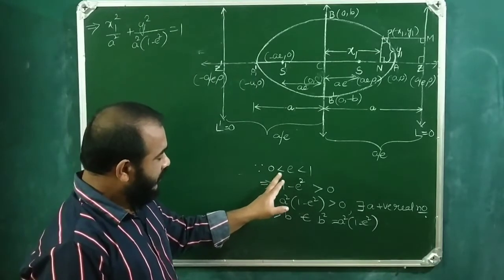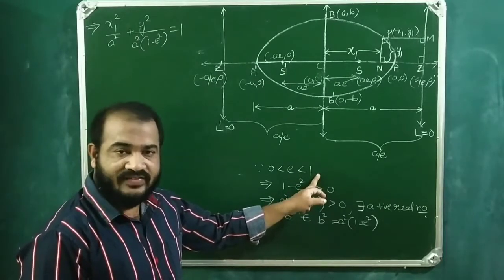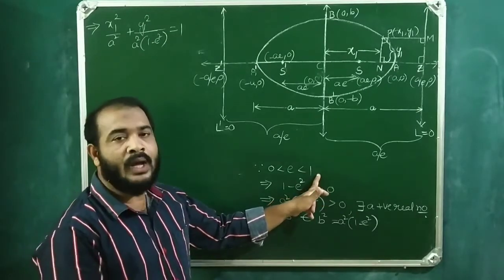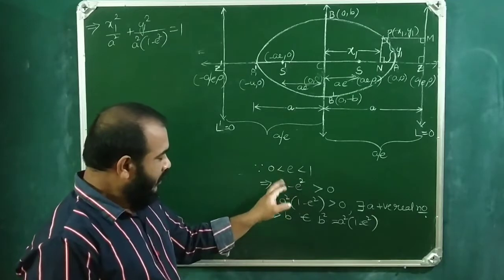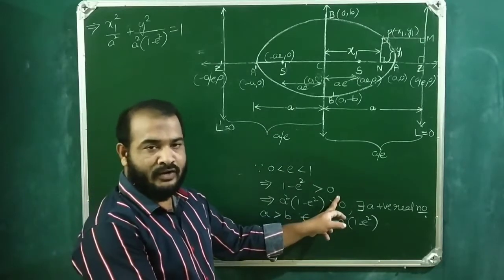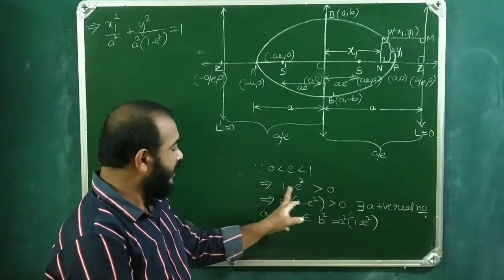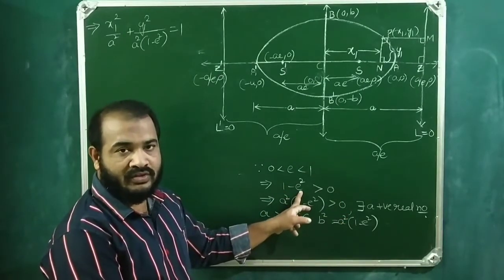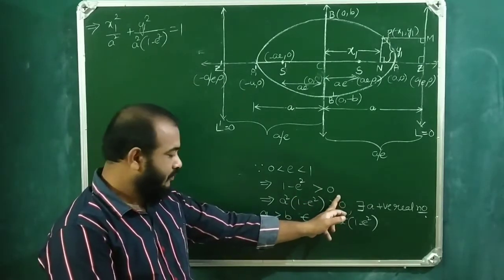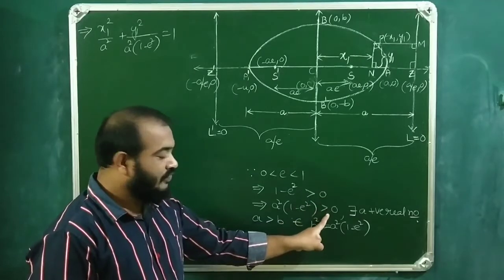Since eccentricity e lies between 0 and 1, because e is less than 1 for an ellipse, e is greater than 1 for a hyperbola, and e is equal to 1 for a parabola, 1 minus e square is greater than 0. If you take e equals 1 by 2, which is less than 1, then 1 by 2 whole square is 1 by 4, 1 minus 1 by 4 is 3 by 4, which is 0.75, obviously greater than 0. And a square into this is greater than 0.